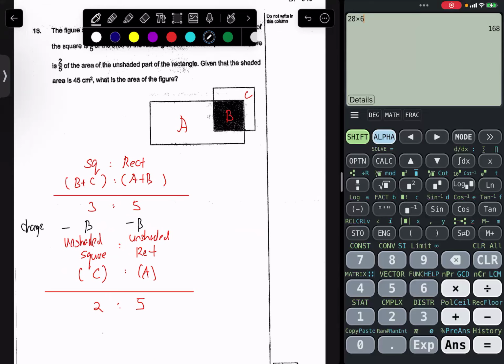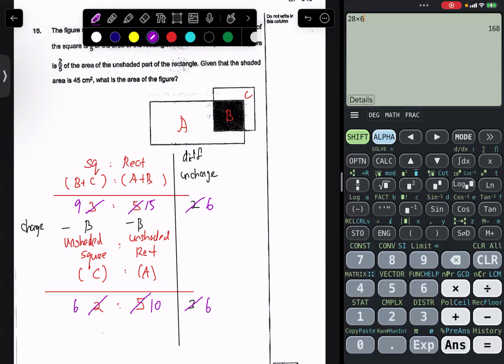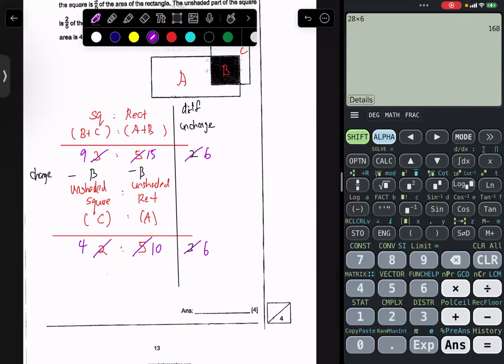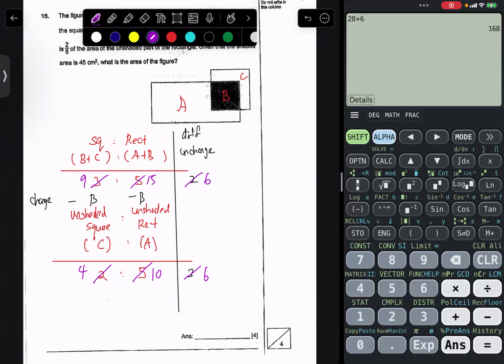Okay, so what is this concept down here, right? This is difference and change. The difference down here is 2, the difference down here is 3. So in order to make the difference unchanged, we need to multiply them into 6. So this is 15, this is 9. This is 10, this is 6. Okay, wait, 4, sorry. Then you notice that both of them reduce in 5 units.